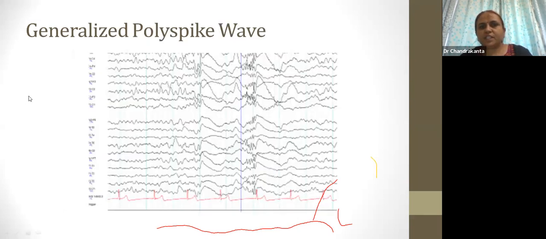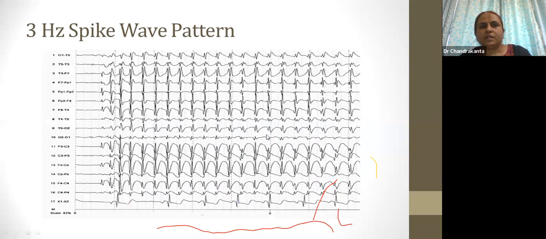Then there can be generalized polyspike wave discharges. Often we get these in myoclonic epilepsies like juvenile myoclonic epilepsy. So there are multiple spikes followed by the wave, and it is generalized. And the 3 Hz spike and wave pattern, which we typically see in absence epilepsy, looks very beautiful.